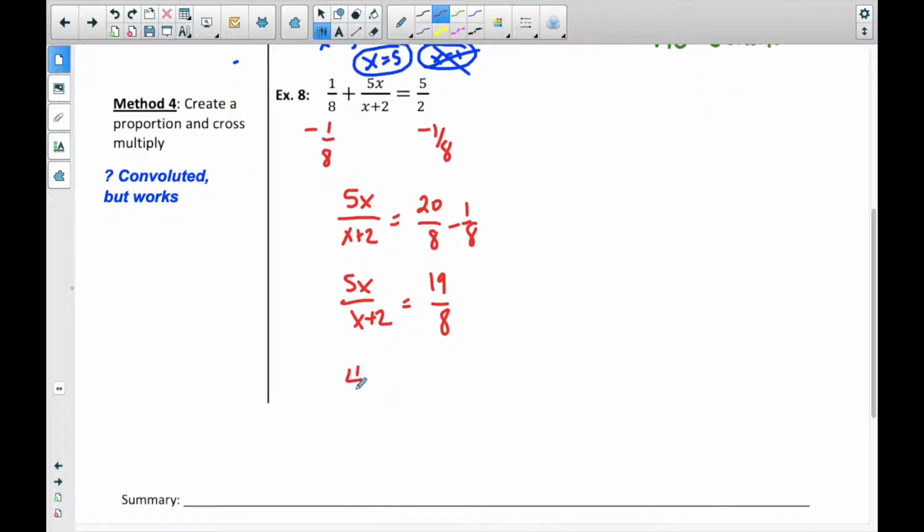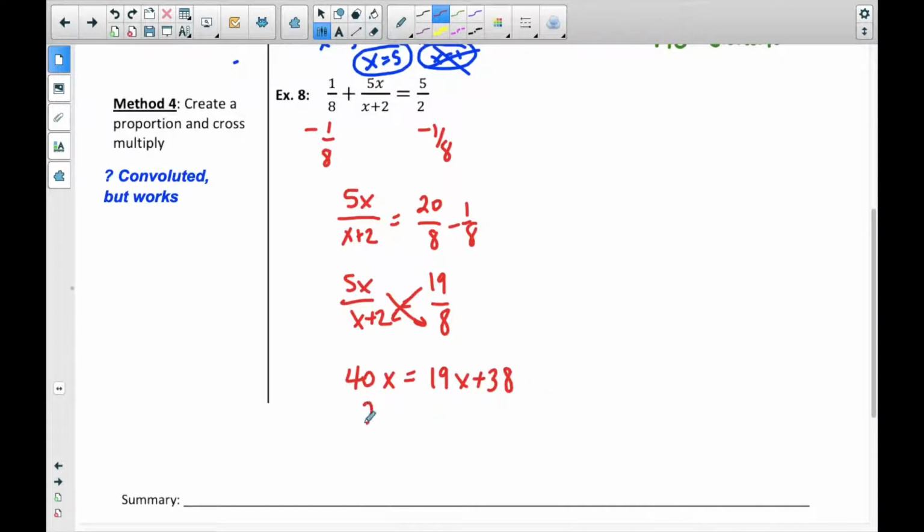The only reason you would really want to do this is if you just love cross multiplying, and it's the only thing you know how to do, then here you go. So now that I have a single fraction equal to a single fraction, which is called a proportion. That's what this is. It's a proportion. But now that I have that, I can multiply this way. That gives me a 40x. And multiply this way. It gives me a 19x plus 38. And now I could solve it.